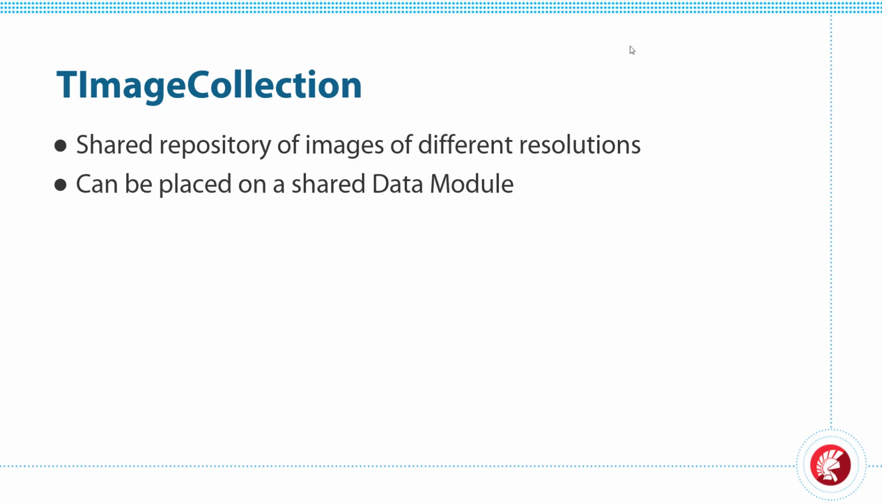So you can put it on a data module that gets shared, you can have it on your main form, and so forth. The key piece is that it holds different resolutions and they're associated with an image. So a given image index, identifying an image, will have all of these other resolutions around.